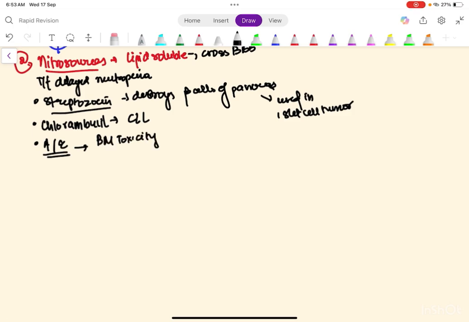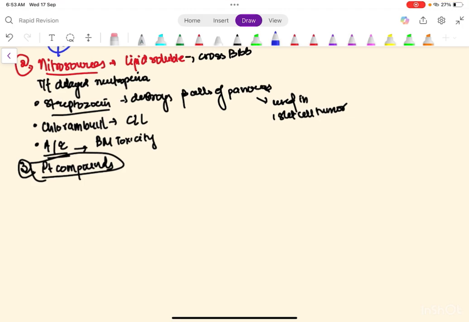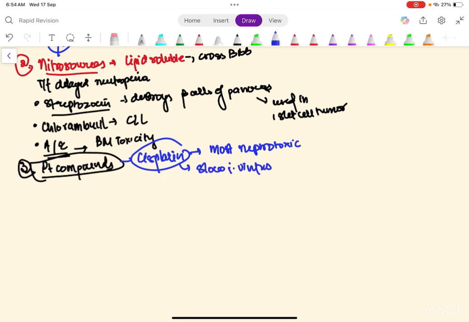Alright, then coming on to the third one, which is platinum compounds. Now in this there are some points that you should know. So first of all, we have the famous drug cisplatin. Now this cisplatin is basically the most nephrotoxic, and there's this question: it should always be given in slow IV infusion because then it prevents the intense nausea and acute increase in serum creatinine.